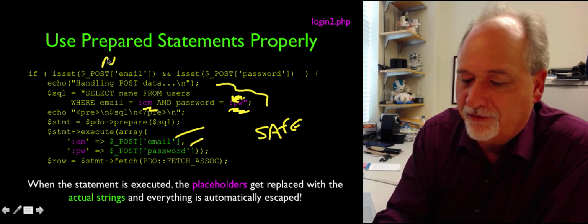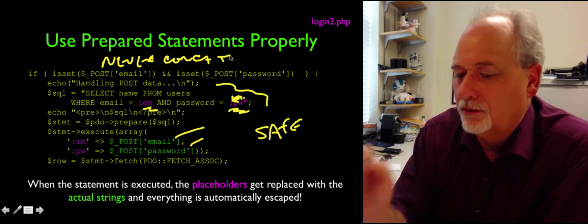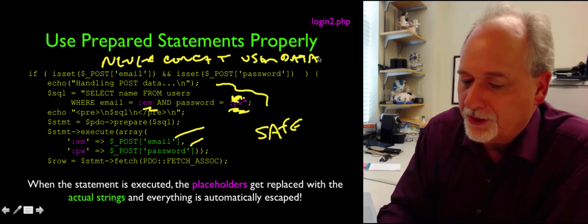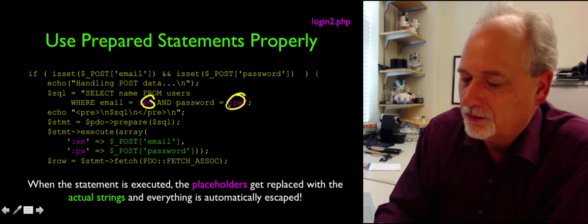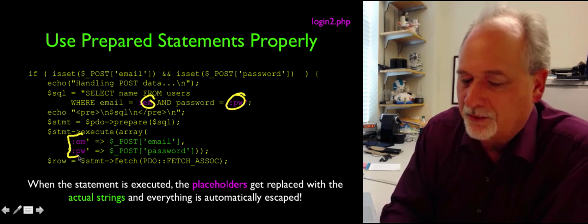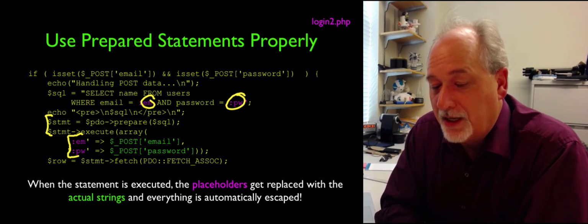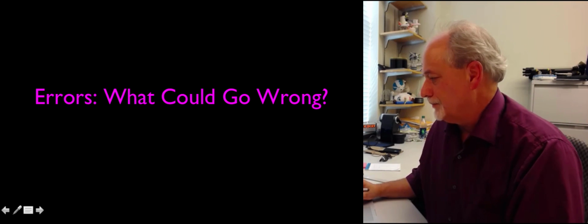So the answer is never concatenate with user data. Always make a prepared slot, always do a prepared little placeholder, and then send it in with the two-step prepare and execute pattern. That protects you from being corrupted by SQL injection.